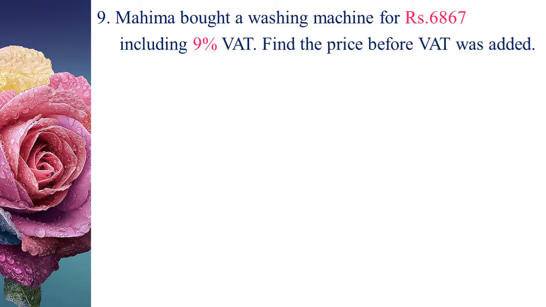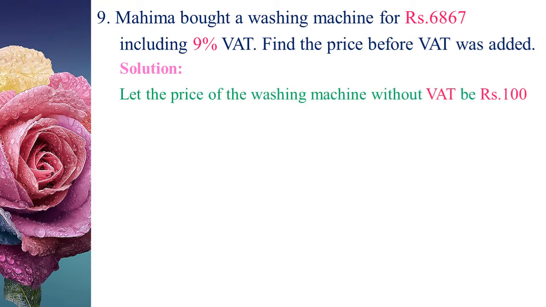Let's see the next problem. Mahima bought a washing machine for rupees 6,867 including 9% VAT. Find the price before VAT was added. Solution. Children, can you guess what is VAT? Yes, VAT is value added tax applied on goods and services. Let the price of the washing machine without VAT be rupees 100. Then its price including VAT is rupees 109.